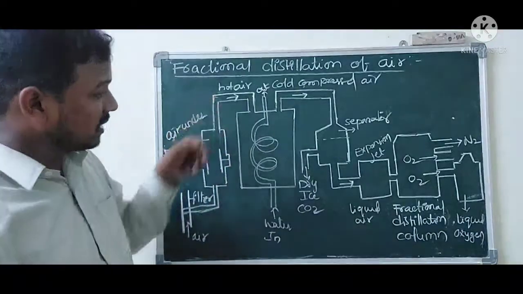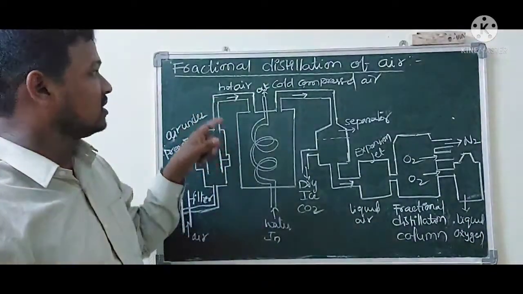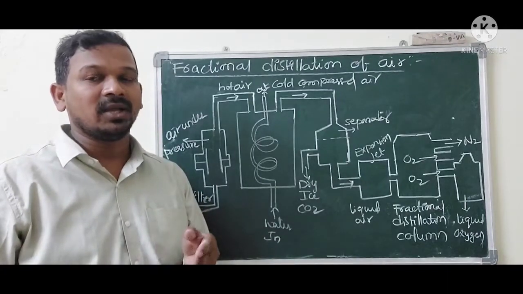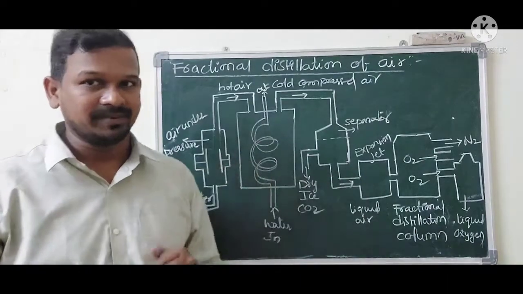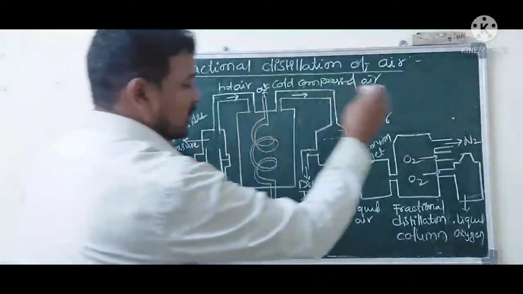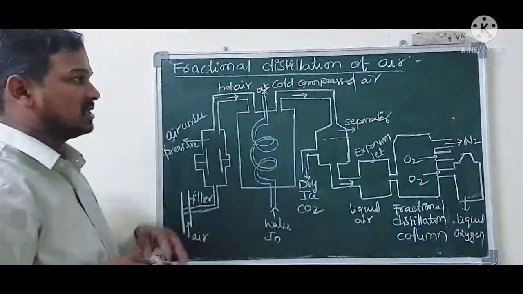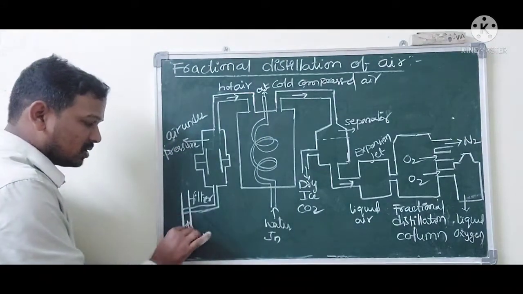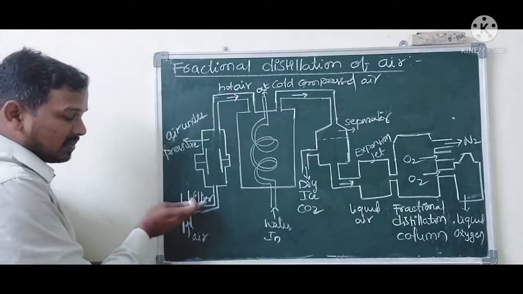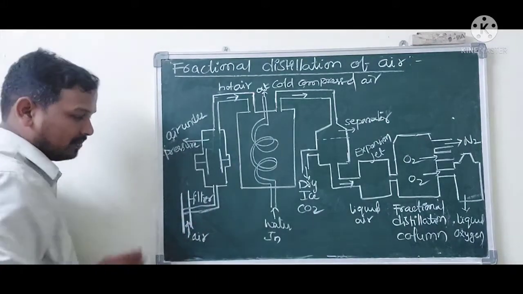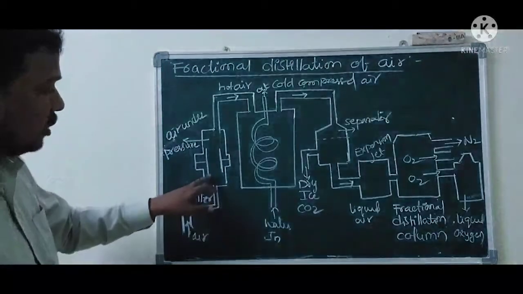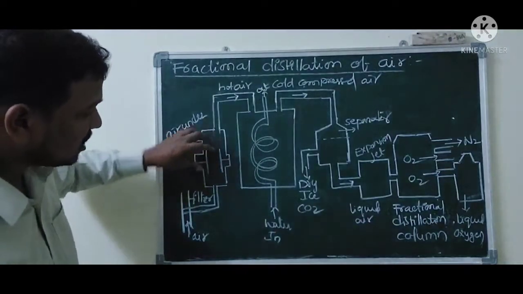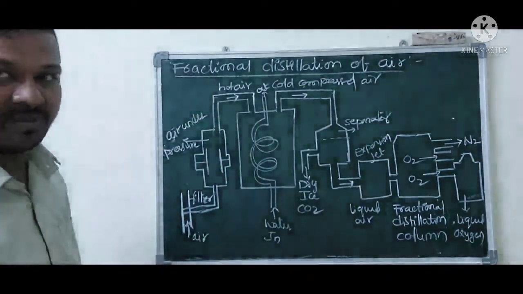Now, one of the applications is fractional distillation of air, which means we are going to separate the gases which are present inside the air. Here this is the mechanism, the structure of the fractional distillation process of air. In this, I am taking the air from the surroundings. With the help of the filter, I am separating the dust particles which are present inside the air. Later, it is sent into the chamber of air under pressure. By applying some pressure, the air will be pressurized here.